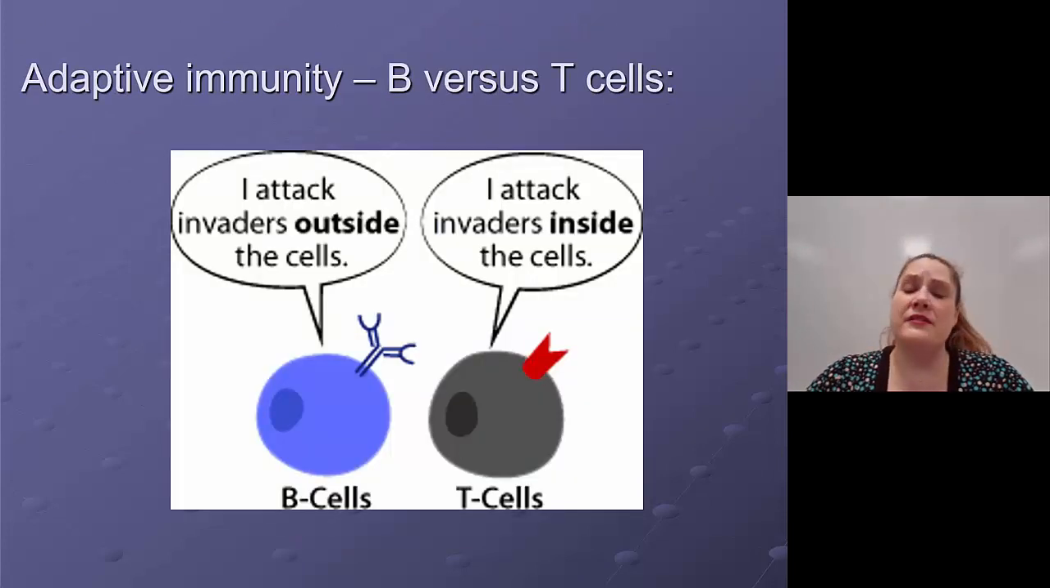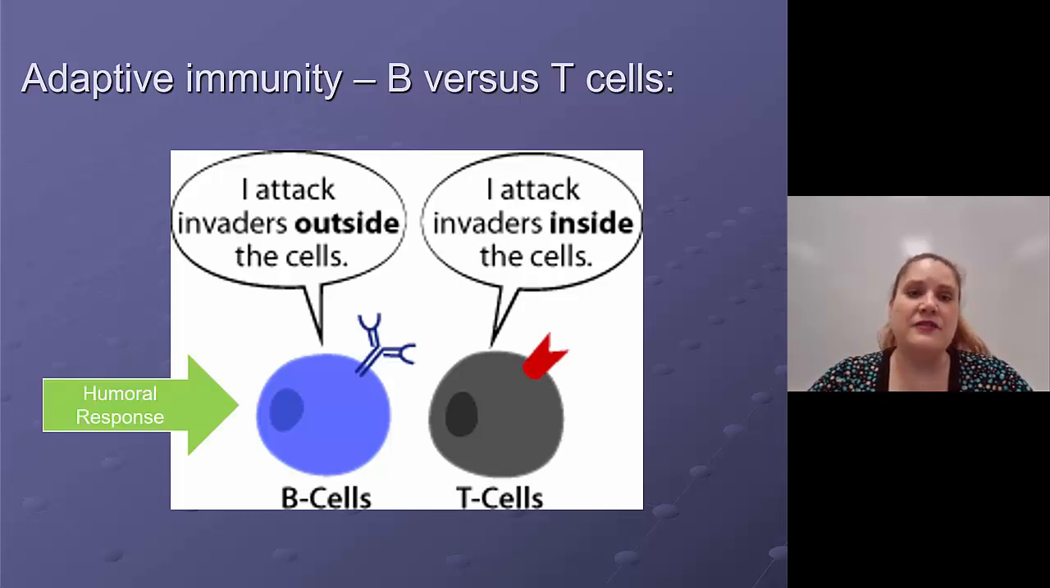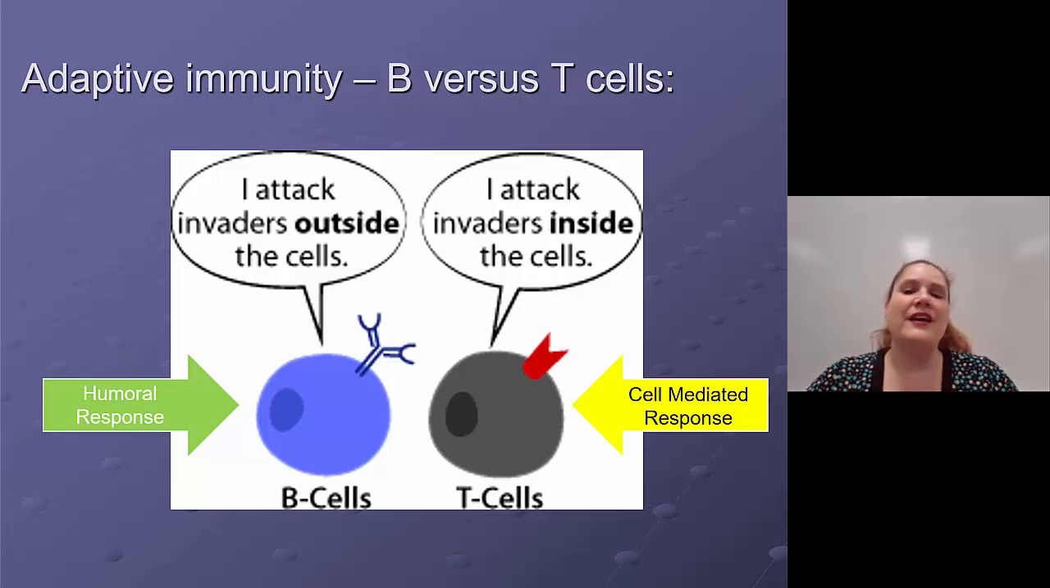Okay, so B cells versus T cells. This is probably the biggest thing when you start talking about all the different names of things. B cells, which are the humoral response, attack invaders that are outside of cells. They attack the actual invaders. T cells, I don't like the way this looks. It's the cell-mediated response, and it says I attack invaders inside the cells. I don't really like that. I would like it better if it said I attack infected cells, because the cell itself is going to get attacked as well.